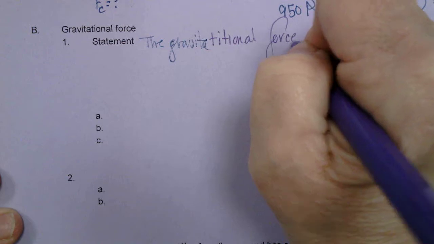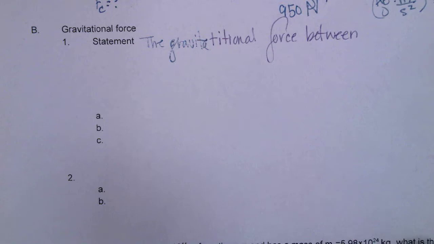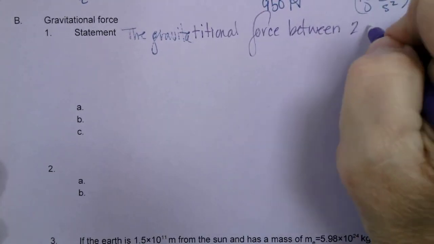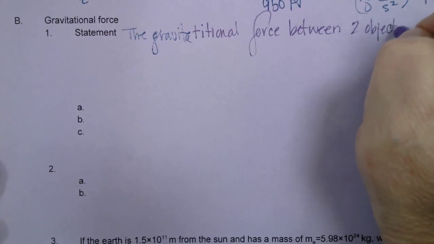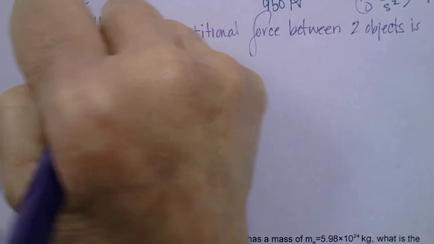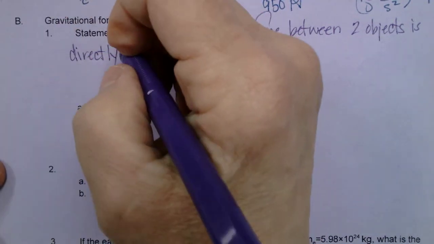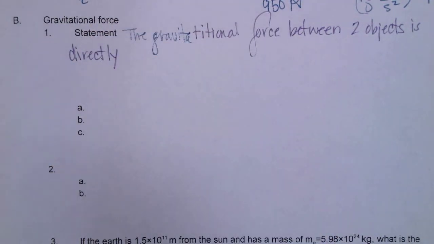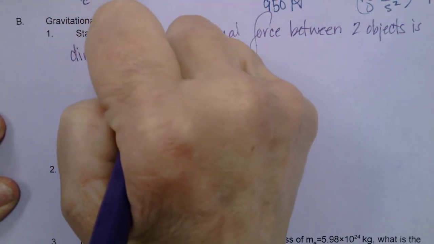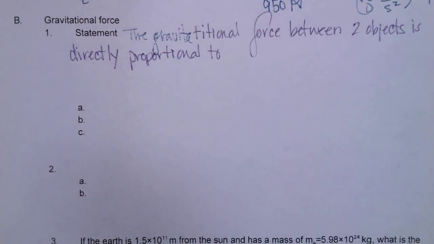Gravitational force between two objects, the force that pulls an object in towards the center, is directly proportional, which means that as one increases, the force also increases. As both increase, then the force increases proportional to that. So it's directly proportional to, and I want you to consider what it would be proportional to.